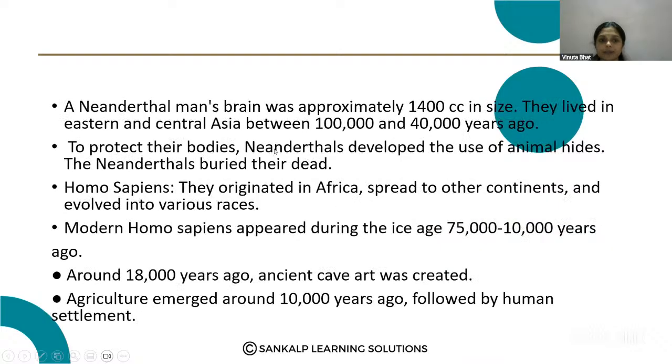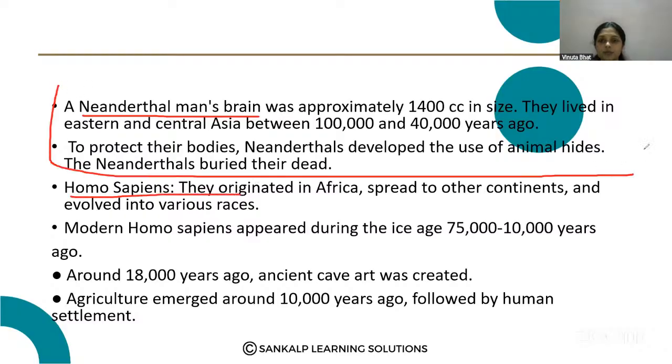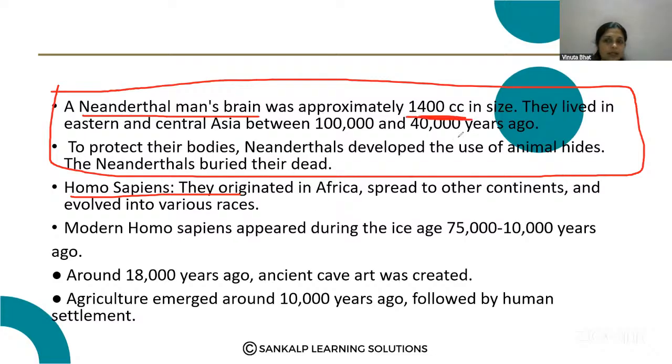And here, the characteristic features of Neanderthal man and Homo sapiens are given. So that is very important. The brain capacity they will ask. Which man? Neanderthal man has a brain capacity of 1400 cc. Then where did they appear? In Central Asia, between 1 lakh to 40,000 years ago they appeared.